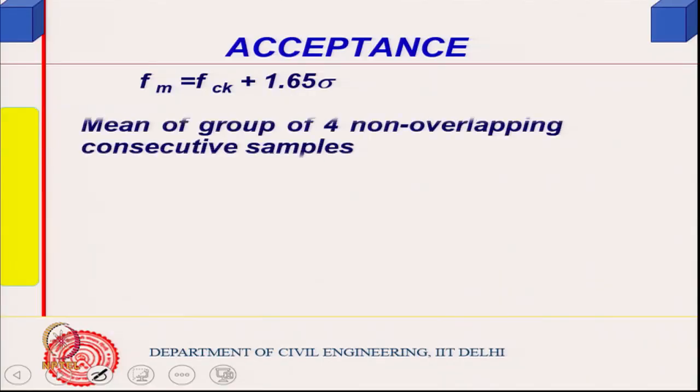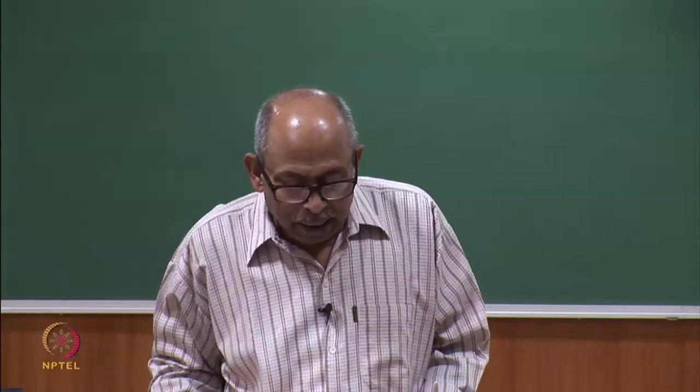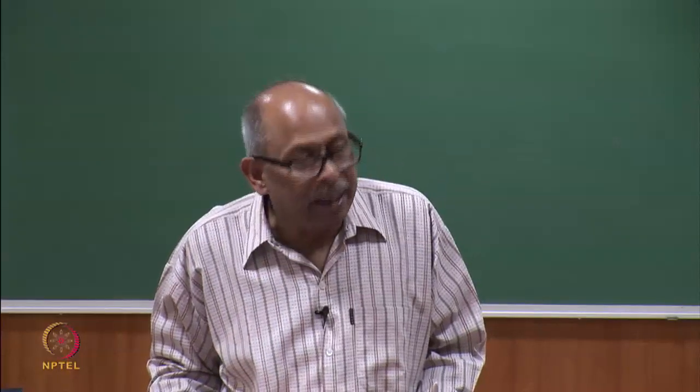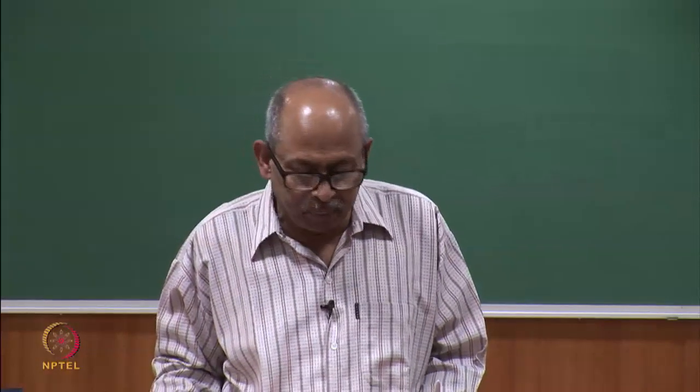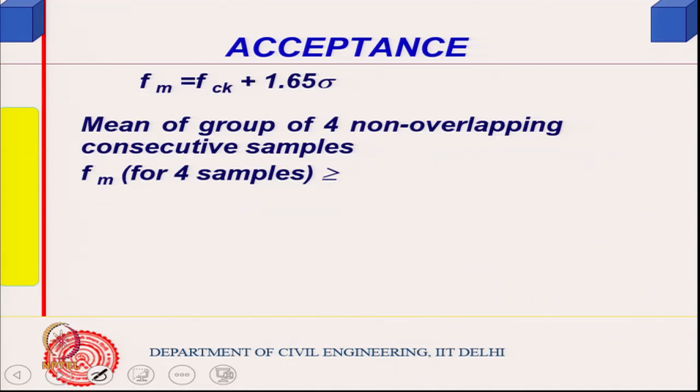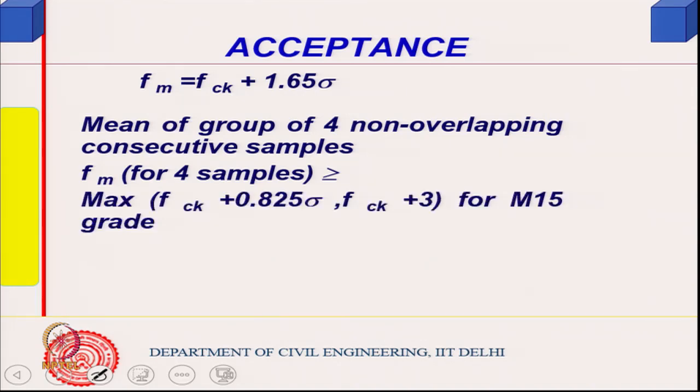Now, just to go to an example of what we use in concrete technology or concrete practices. It says that the acceptance criteria of concrete is that for 4 non overlapping consecutive samples, their mean should be greater than FCK plus 0.825 sigma.